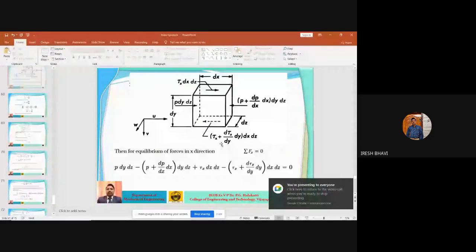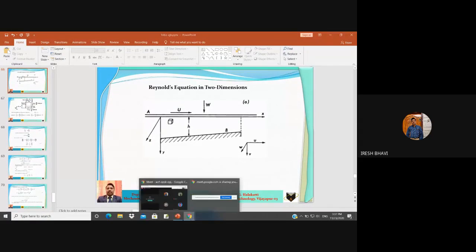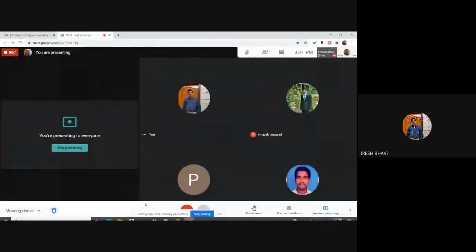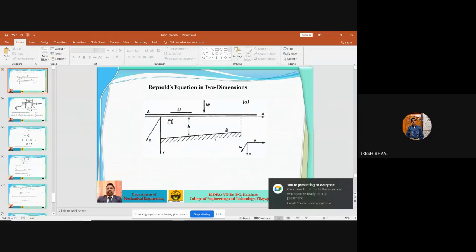Okay. So today let us derive Reynolds equation in 2 dimension. Okay. So here consider that there are two non-parallel surfaces.